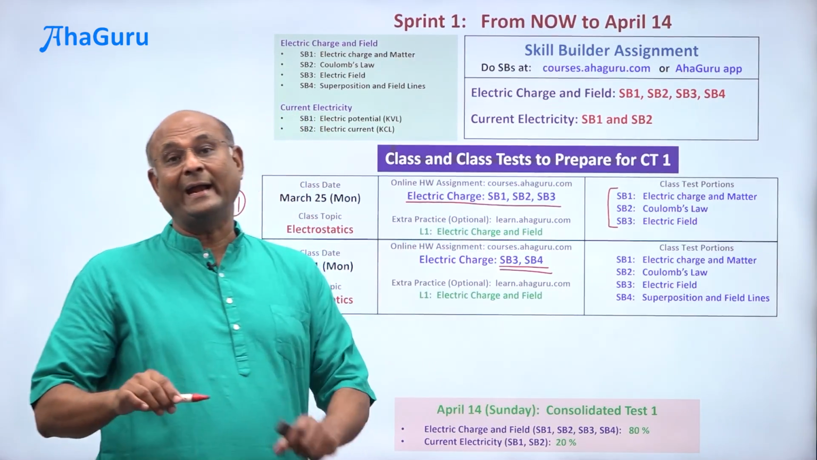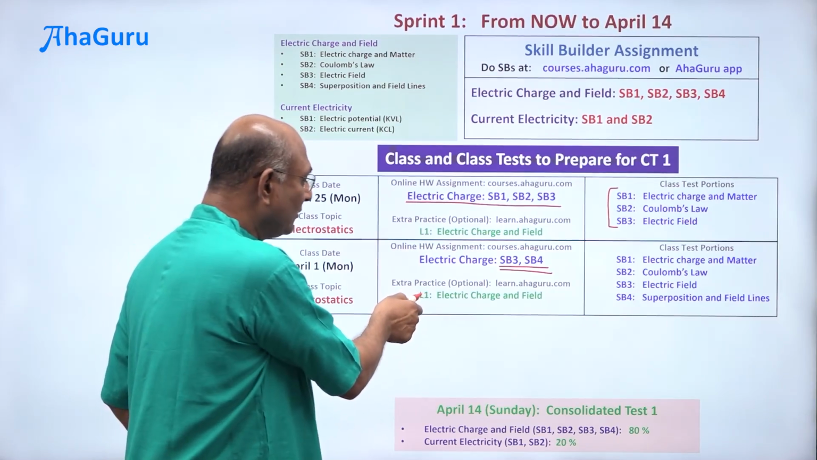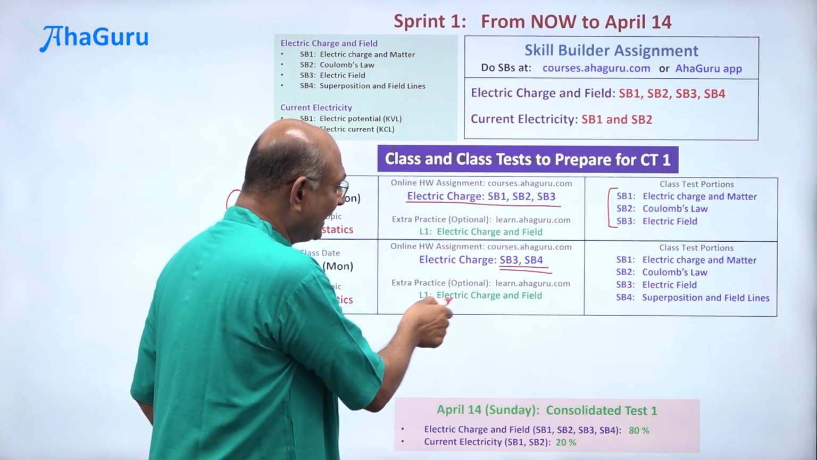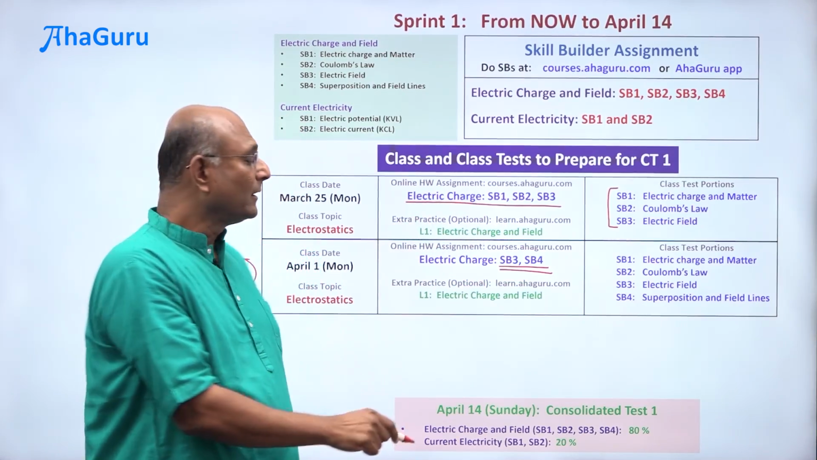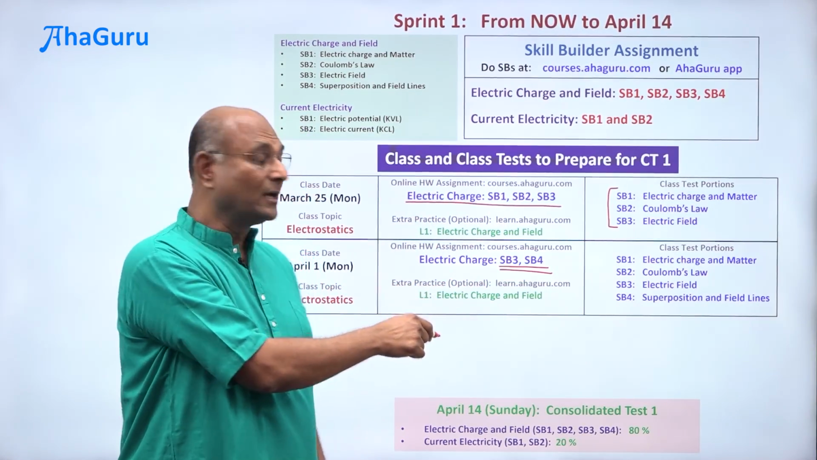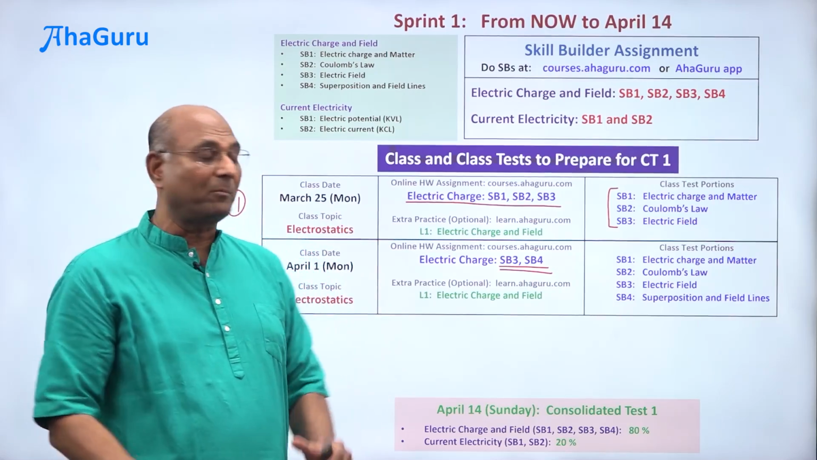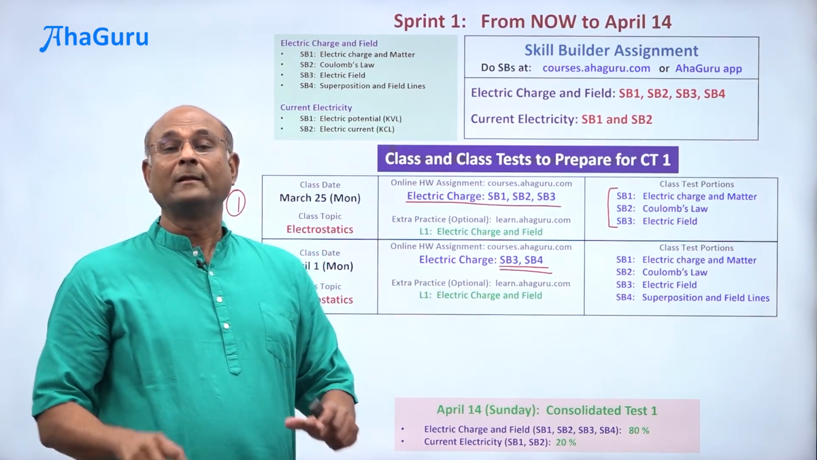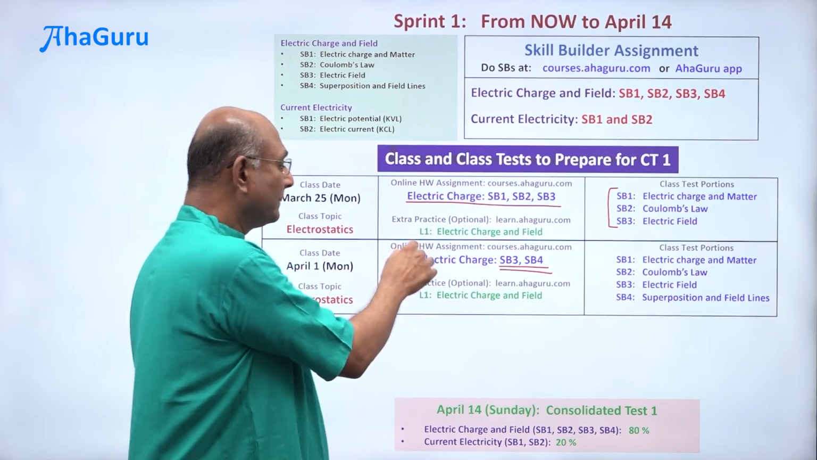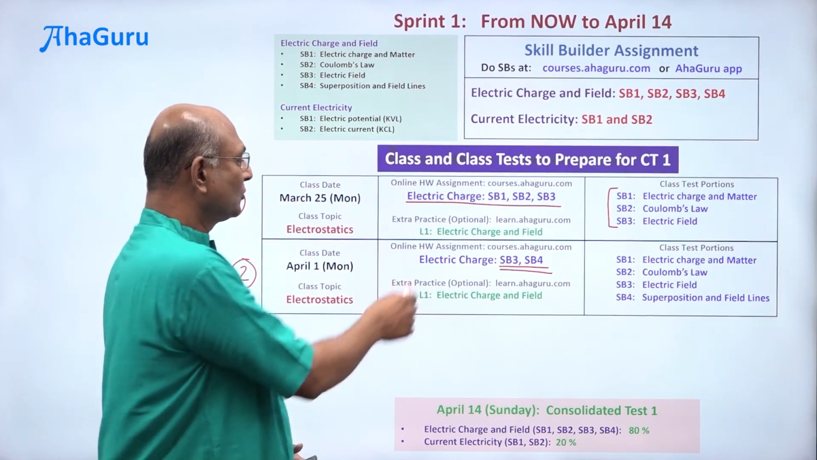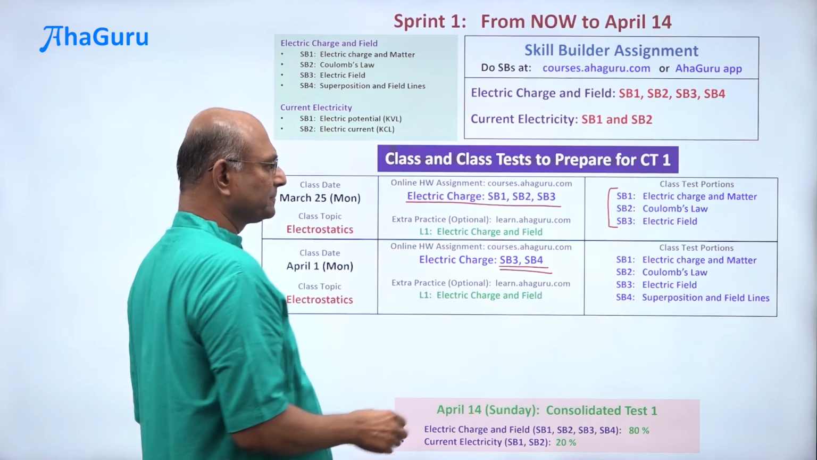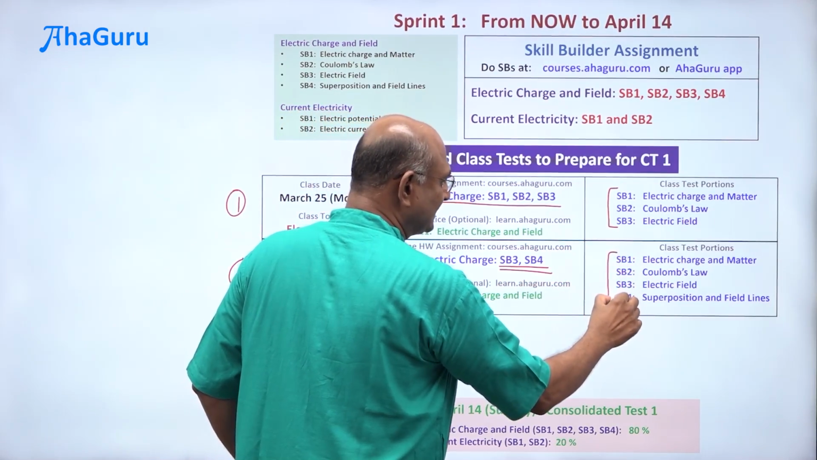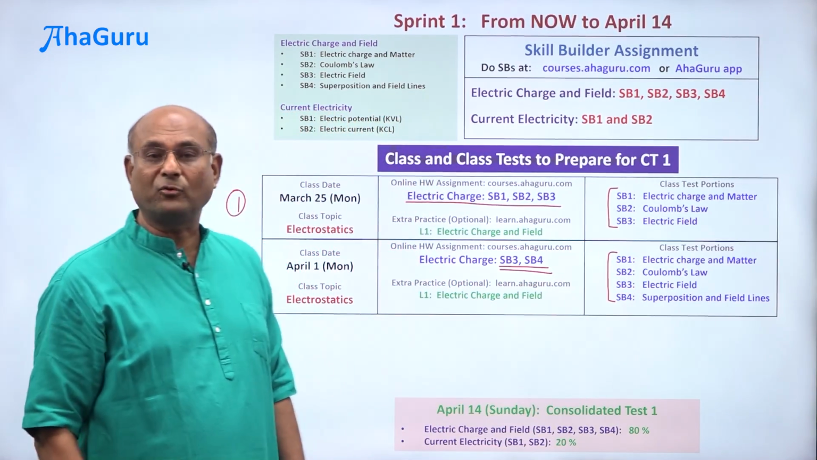And if you had a little more time, then you can catch up on the online lesson, Electric Charge and Field at learn.ahaguru.com. Why am I constantly insisting on this? Because this will give you 30 extra problems to practice, which is important. The more questions you solve, the better your learning will be. So, but minimum, bare minimum, you must finish SB3 and SB4. Class test will be on SB1, 2, 3 and 4.